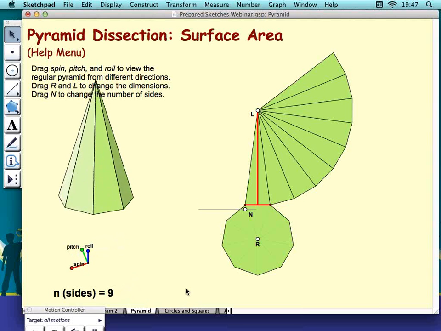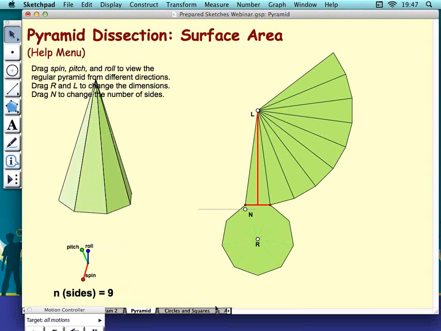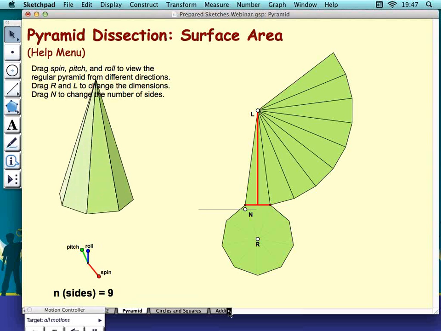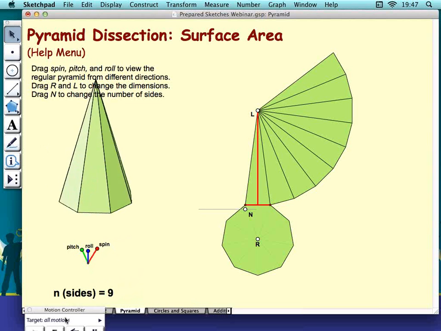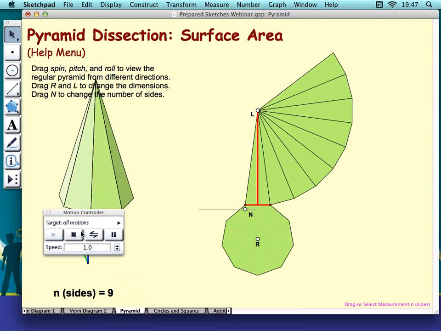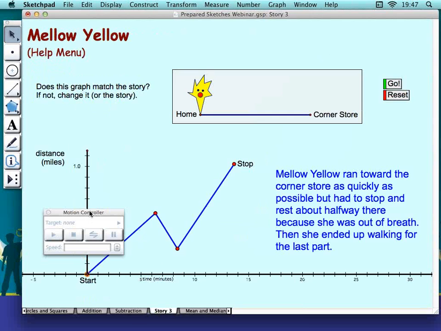All right, I want to show one more activity real quick and then take requests. The other one I want to show, hang on a second, let me stop this motion. There we go. Okay, so now things are behaving normally. The other one I'm going to show very quickly is the Mellow Yellow activity.